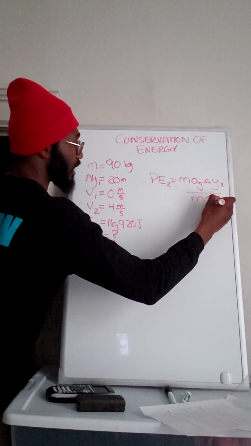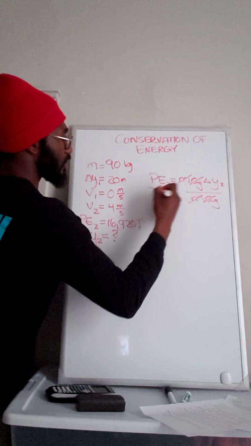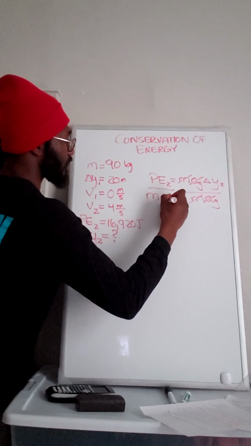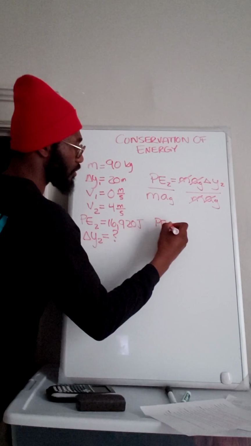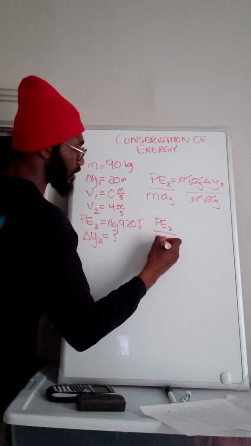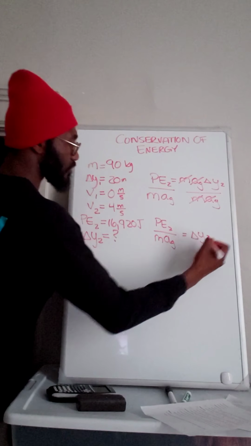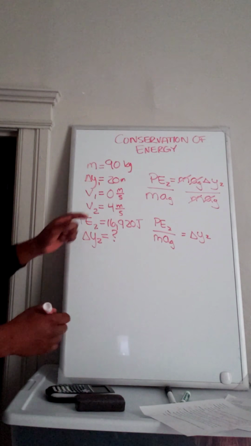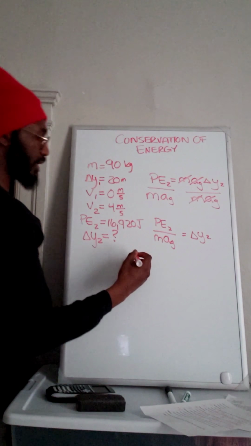We put MAG, so we can cancel these. We do whatever we do to one side, we do to the other side. So now we've got PE2 divided by mass times acceleration due to gravity equals delta y2. Now we're almost at the finish line. Now we just plug in our variables.